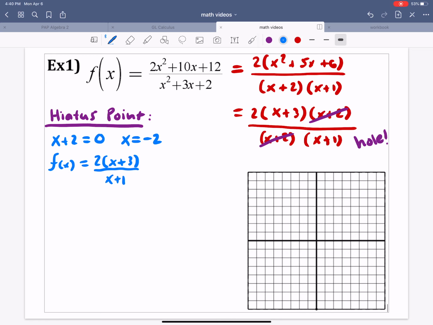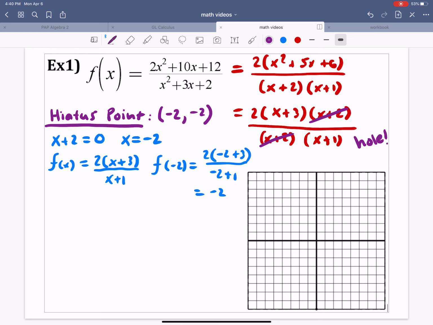So to find the y-coordinate of the hiatus point, we're going to plug that x value that we found in for x. So 2 times -2 plus 3 all over -2 plus 1. That gives me +1 times 2 on the top divided by -1 on the bottom. That gives me -2. So my hiatus point, watch this. The x-coordinate was -2. I got that by setting the canceled term equal to 0 and solving. And then I take that x value and plug it in the remaining function, what I have left over, and figure out what the y value is, and that's also -2.